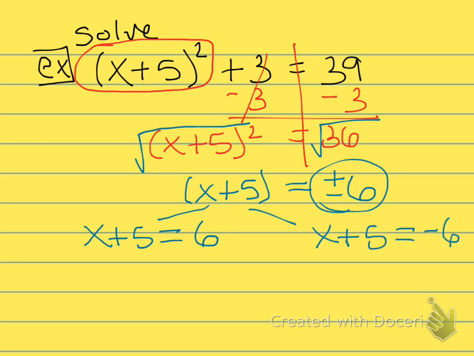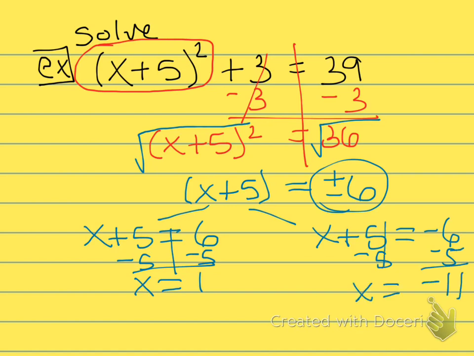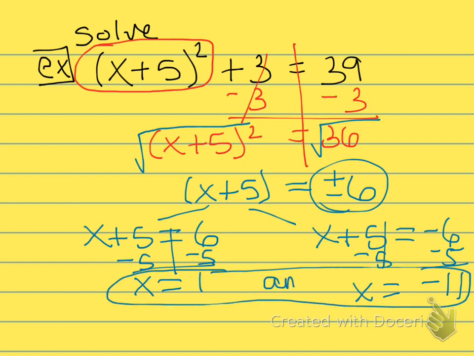Then I have those two equations that I solve, using my normal solving steps. So subtract 5, and I get x equals 1. And over here, when I subtract 5, I get negative 11. So x equals negative 11. So there are my two values of x for my solution to the problem. Now, if I wanted to check it, which I'm just going to talk you through real quick, I would plug it in. So I would do 1 in the parentheses up there.